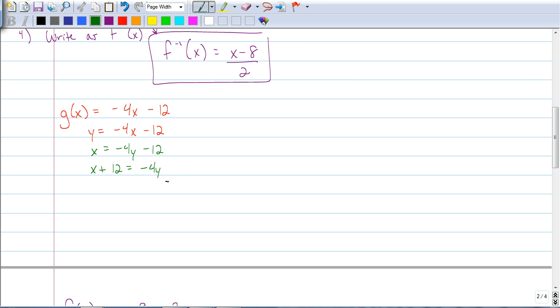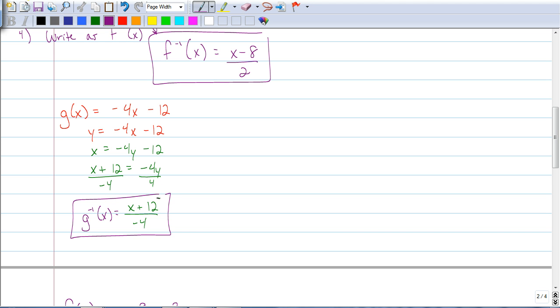And then I'm going to divide both sides by negative 4. So I would say y equals x plus 12 all divided by negative 4. But remember, I don't want to leave it like this. I want to put this in function notation. So instead, now this is function g. So I'm going to say g inverse, the inverse of g of x is x plus 12 divided by negative 4. So that's my answer.